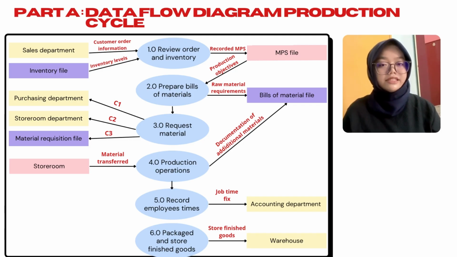The second input is inventory level, which comes from the inventory file. This file contains information about the quantity of finished goods currently available in stock. This helps the company to know whether they have enough inventory to keep up with the customer demand.